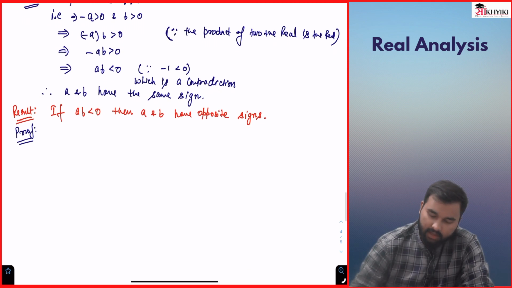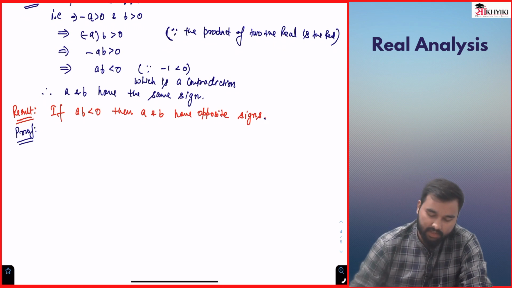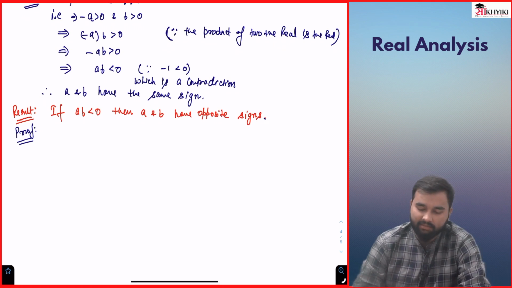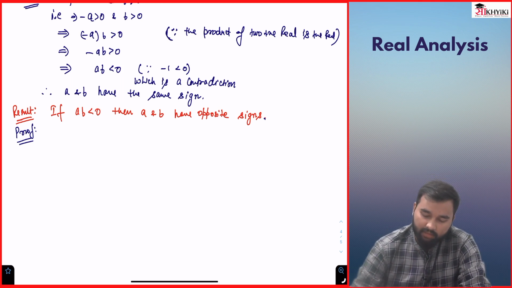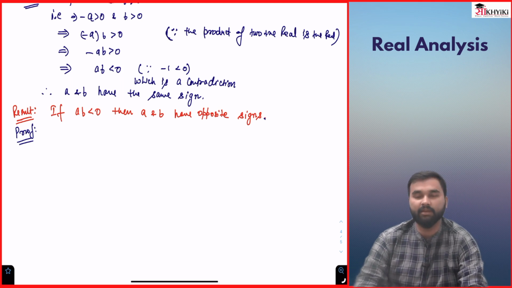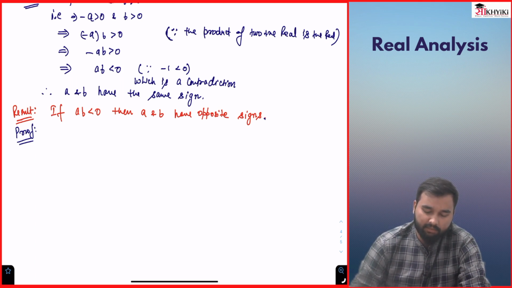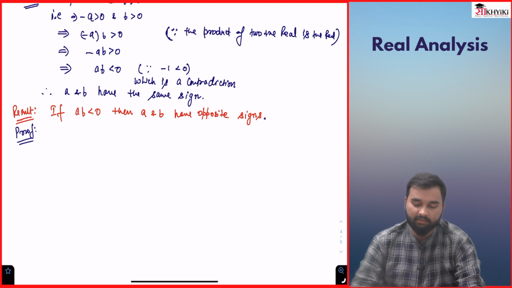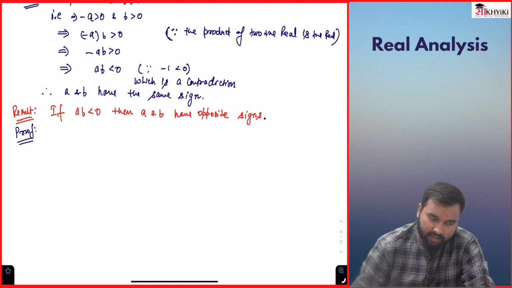Yes. Again, we prove this result by the method of contradiction. What will we assume in this also? We have to prove that A and B have opposite signs. So what will we have to assume? That A and B have the same signs. Again, the product of A and B is given as negative. So yes, again A and B are non-zero. So it is obvious. So let's start with the supposition.